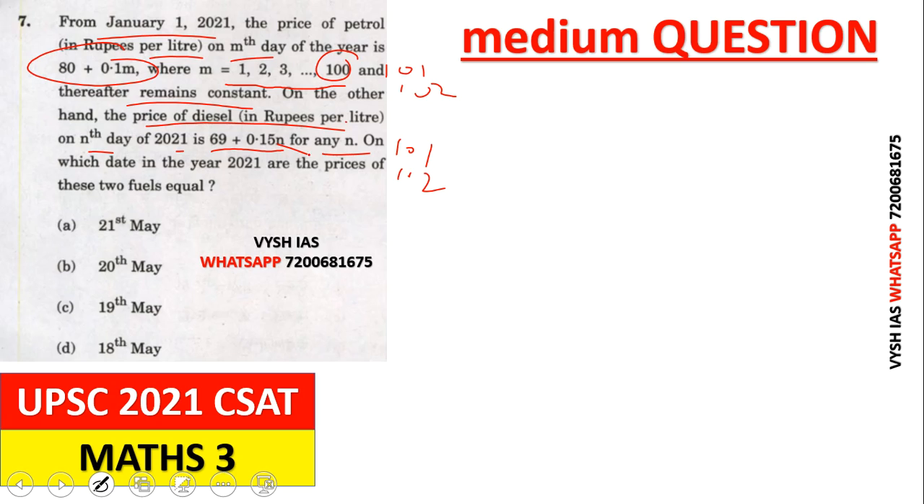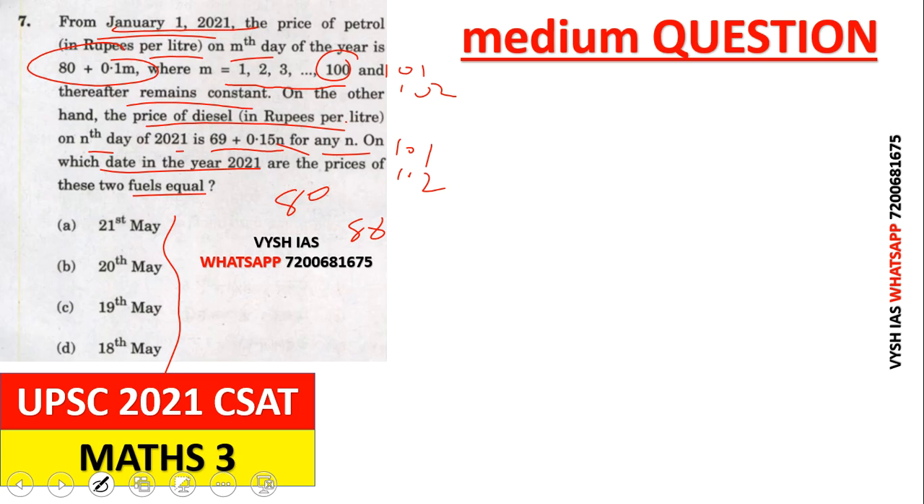Now the question is, on which date in the year 2021 are the prices of the two fuels equal? Counting from January 2021 onwards, on one particular day the two formulas will collide. The same price will be there for petrol and diesel, meaning if it is 80 rupees for petrol that day, it is 80 rupees for diesel also. That's a rare event. The options are all close by: 21st May, 20th May, 19th May, 18th May.